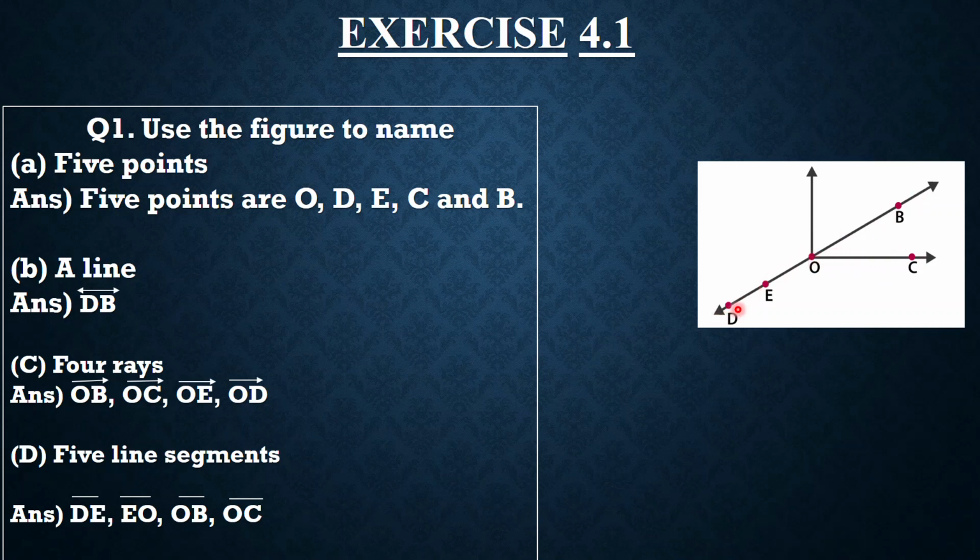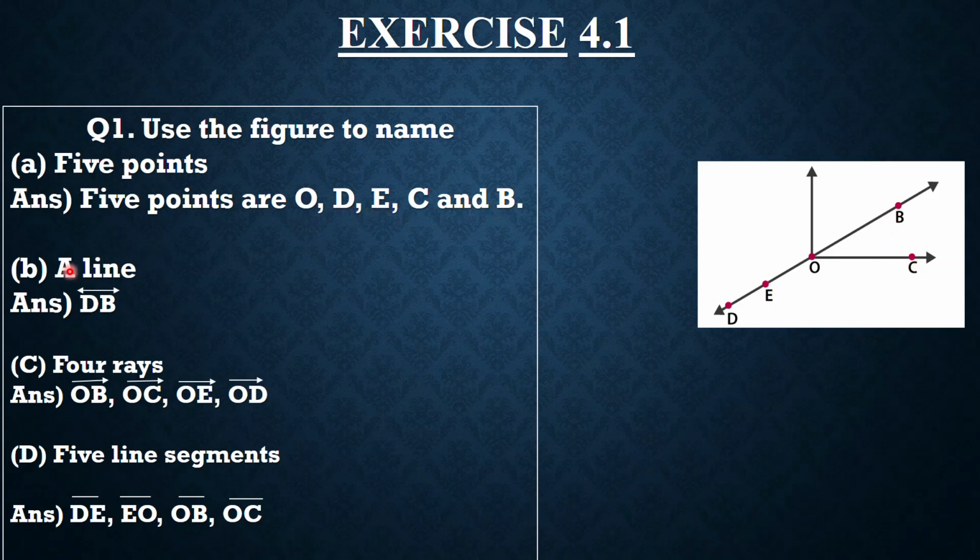And what do you mean by line segment? If you have watched my previous video, you would know what a line segment, ray, and points are. See here, DE is a line segment. DE is the shortest distance joining two endpoints, and EO is also a line segment. First, let us see the requirement. Five points. What are the five points we can see? Point D, point E, point O, B, C. So these are the points.